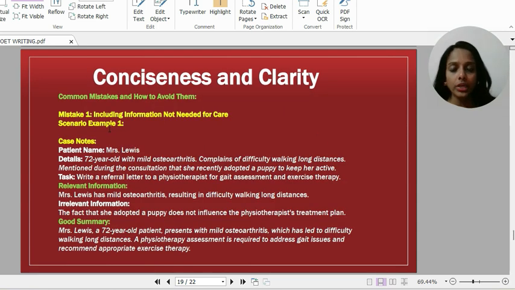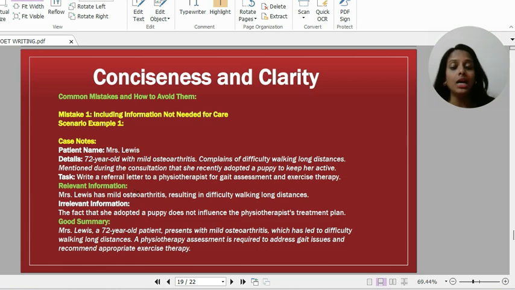Here is an example, including information not needed for care. So here is scenario one. Patient name: Mrs. Lewis. Details: 72-year-old with mild osteoarthritis, complains of difficulty walking long distances, and mentioned during the consultation that she recently adopted a puppy to keep her active. The task is that you need to write a referral letter to a physiotherapist for gait assessment and exercise therapy. What is the relevant information from the case notes?